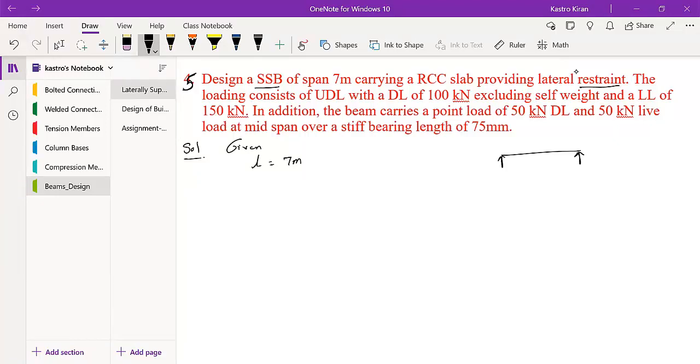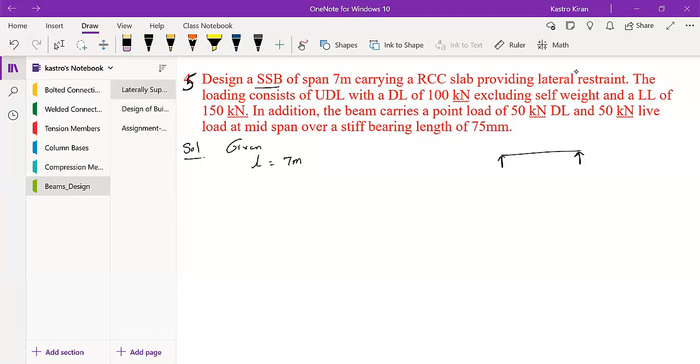Providing lateral restraint. I said laterally restrained beams are also called laterally supported beams. Laterally unrestrained beams are called laterally unsupported beams. So here it's a laterally supported beam. Laterally restrained or laterally supported, they both represent the same thing.